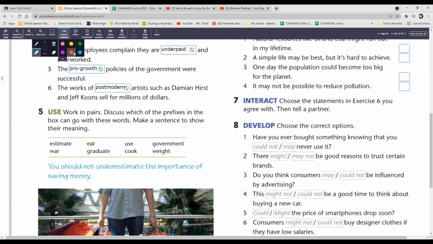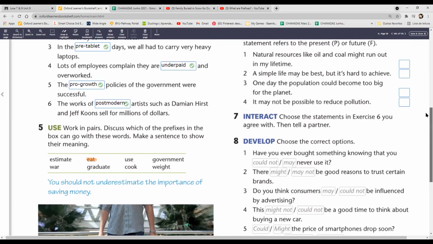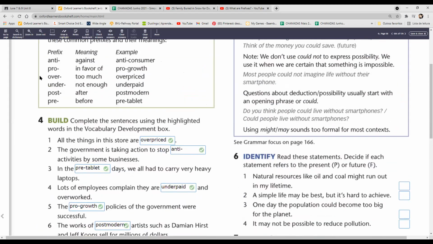Now we are talking about to eat. Let's find in the box a prefix that we could use with this root word, using eat as my root word, okay? Which prefix do you think? I'm in doubt between over and pre. Over, yes, exactly.